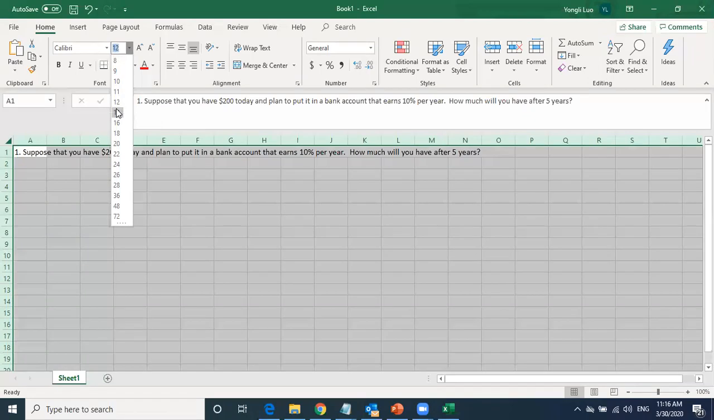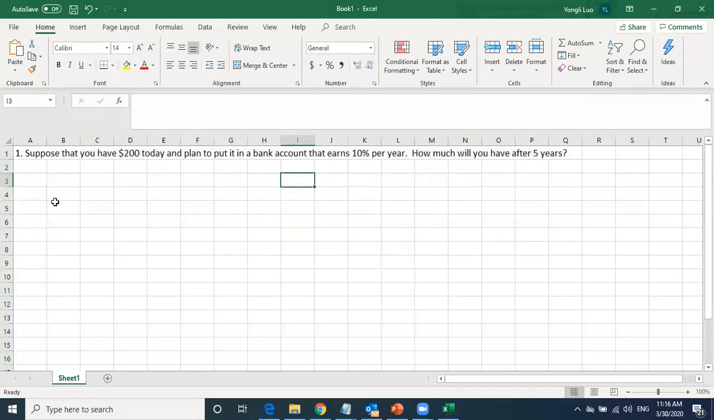Let me make it bigger. So, okay, we have some parameters. The first is your present value. You have $200 today, so the present value is 200. And then the interest rate, which is 10%.